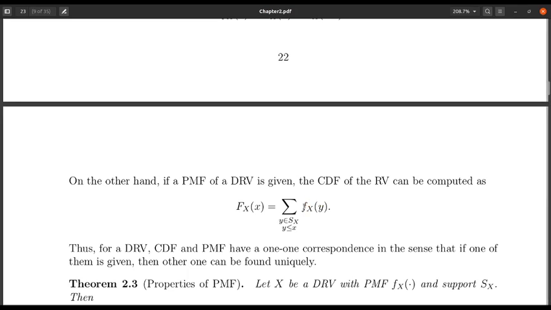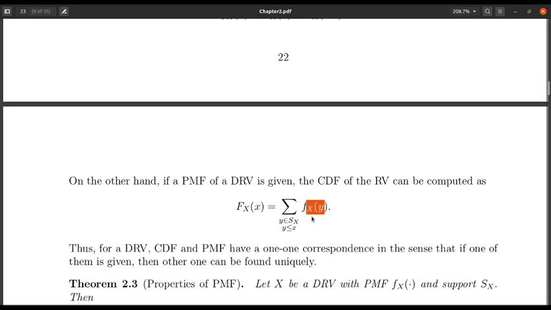So in this case, if I am given a PMF, I will be able to find the cumulative distribution function just by taking this sum, because the cumulative distribution function is nothing but the probability that capital X is less than or equal to small x, and this small f(x) is nothing but the probability that capital X equals small x. So the probability that capital X is less than or equal to small x is nothing but the sum of the probabilities up to the point small x.